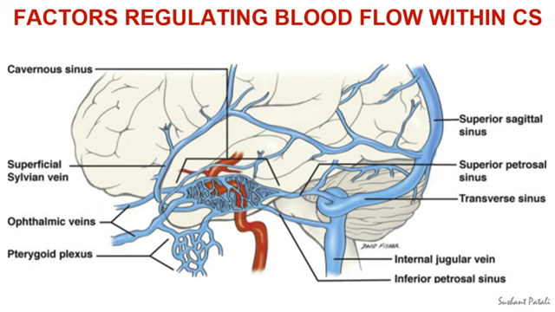So the factors regulating blood flow within the cavernous sinus, one of the factors is the pulsatile or the expansile pulsation of the internal carotid artery, and this is by gravity and also by the change of the position of the head.